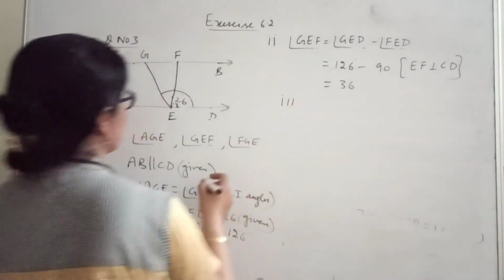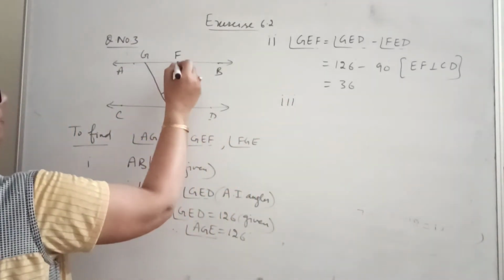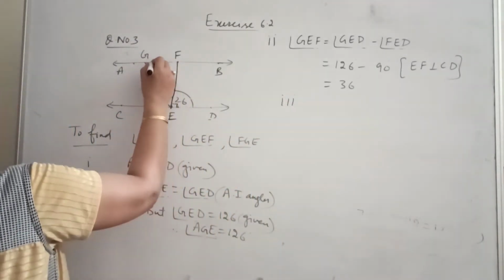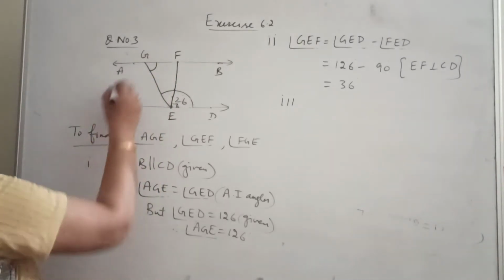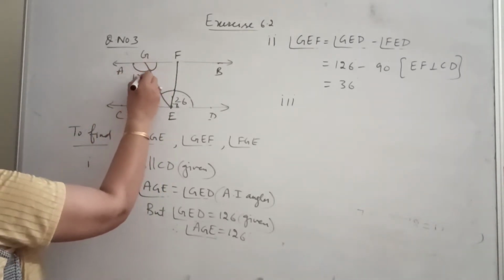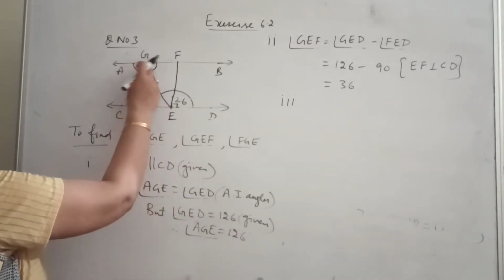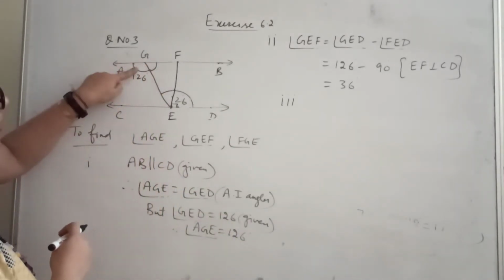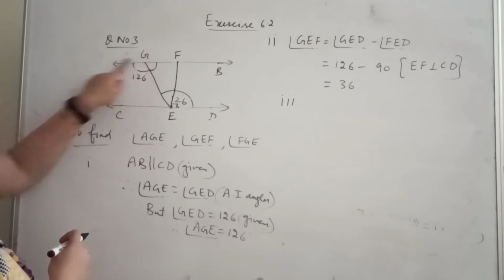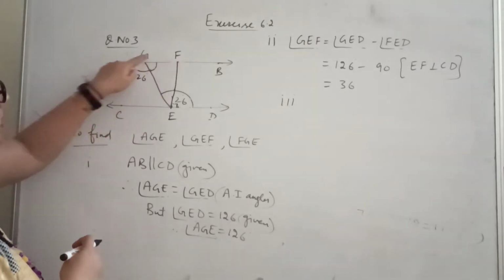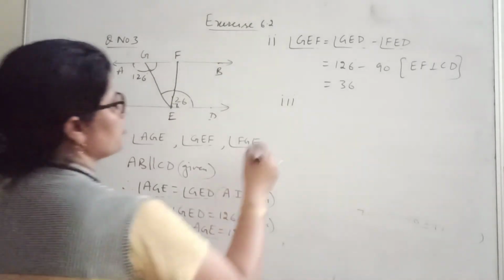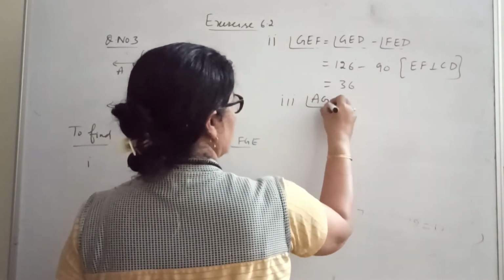Now third part. In third part he is saying find angle FGE. FGE. This angle we want to know. You know what is the measure of this angle? 126 we have found in first part. Now these two angles are forming a linear pair. So with the help of this angle we can find this angle.